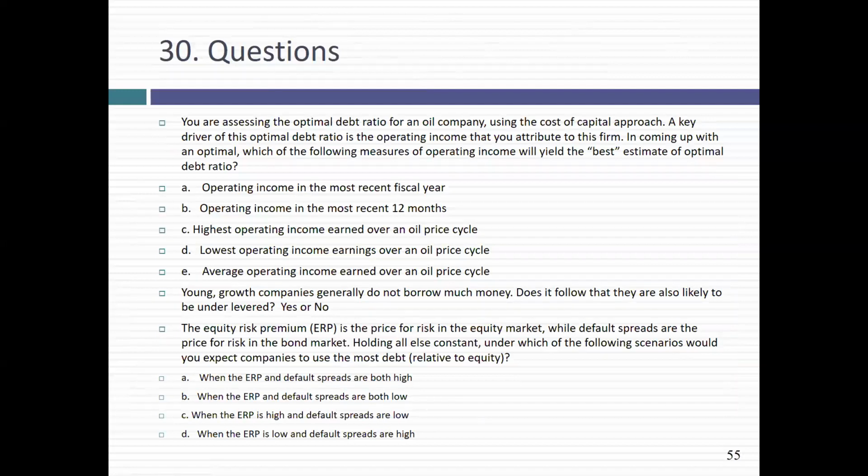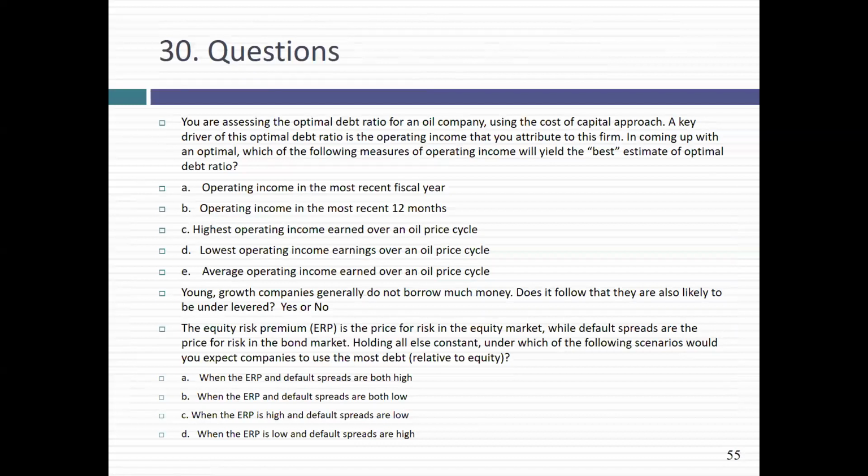In coming up with an optimal ratio, which of the following measures of operating income will yield the best estimate of optimal debt ratio? We have a couple of different options. We can use operating income over the most recent fiscal year, or over the most recent 12 months, or we can do something over the oil price cycle. Now the concern is that if we have a very volatile company that's really dependent on oil, then we want to make sure we take into account both booms and busts in the oil cycle. So we don't want A or B, we want C, D, or E.